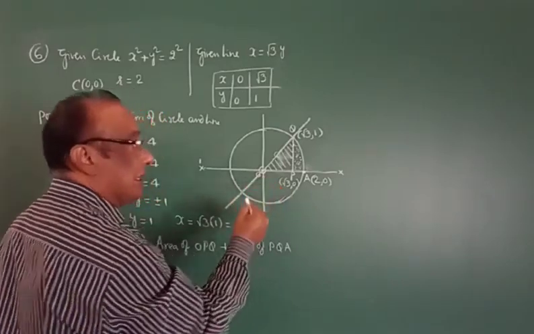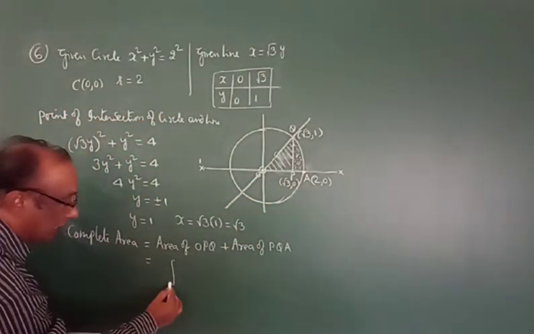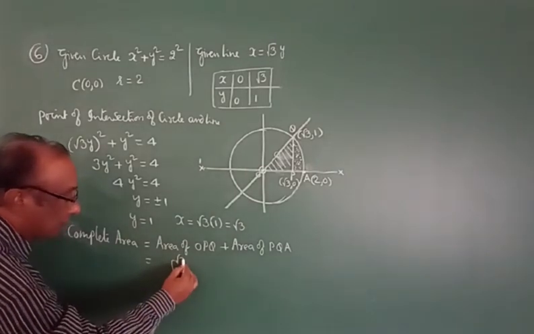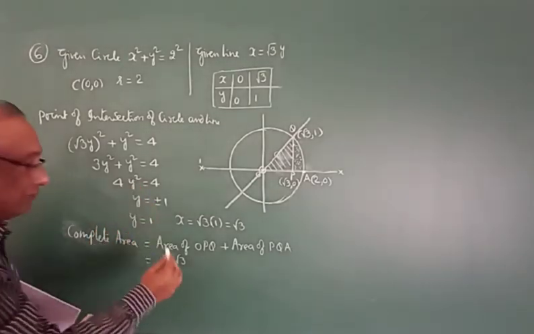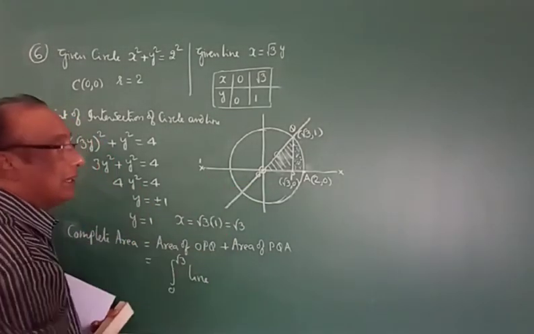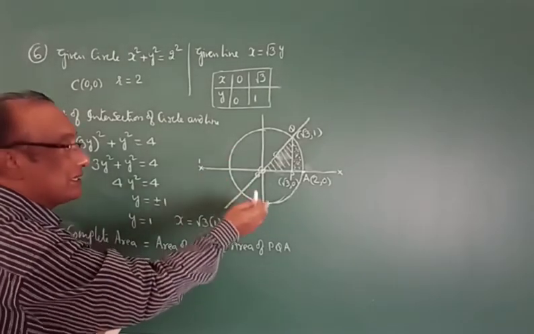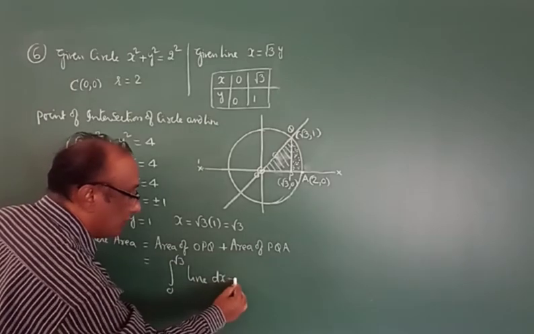So x coordinate of O is 0. First one is integral of 0 to root 3, line equation only. It is a line enclosed with x-axis. Vertical strips we are going to take, dx.